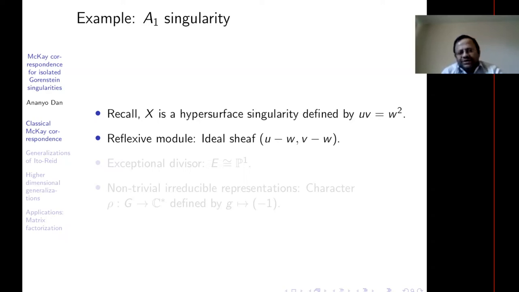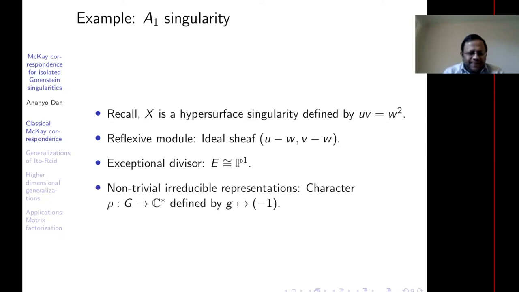For AN singularities, this will correspondingly change, but they will be replaced by the ideal sheaves of the Weil divisors in the singularity which are not Cartier. So those will be the candidates for AN singularities. In the exceptional divisor, we know that the exceptional divisor in this case is just P1, and for AN, it will be a chain of P1s. And the non-trivial irreducible representation, in this case, is just sending the generator to minus one. In general, it will be sending the generator to a power of the primitive root of unity for higher AN singularities.